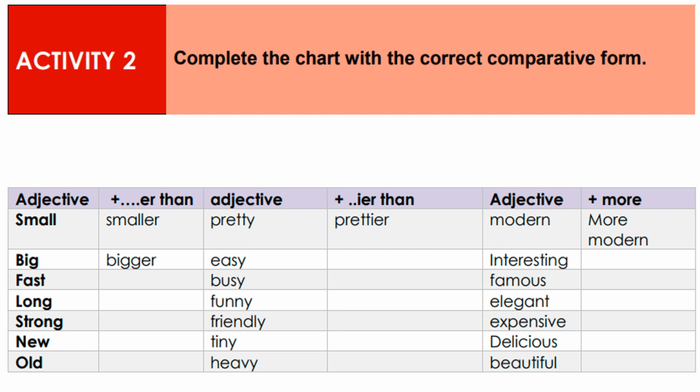And here we are going to complete the chart with all the comparative forms of the adjectives. Here we have all the rules together and we're going to identify them. You can do it by yourself at home.